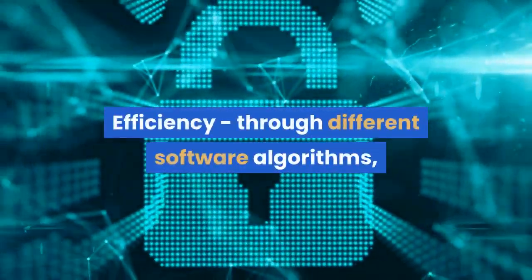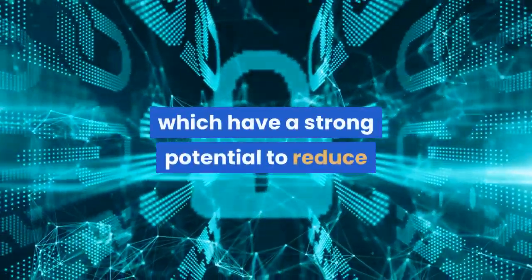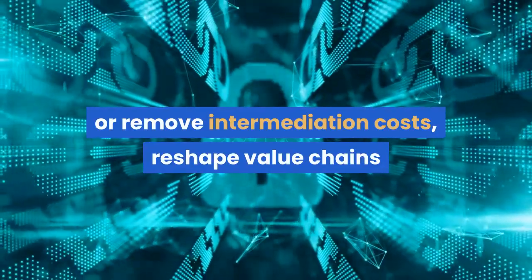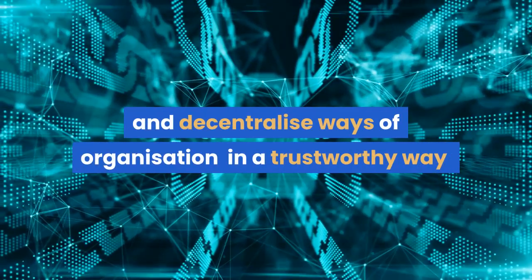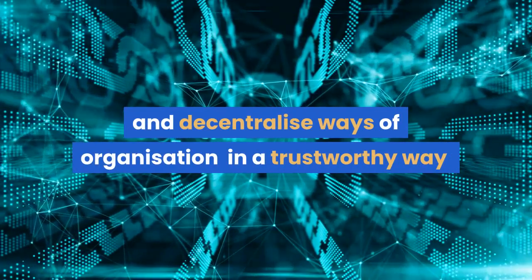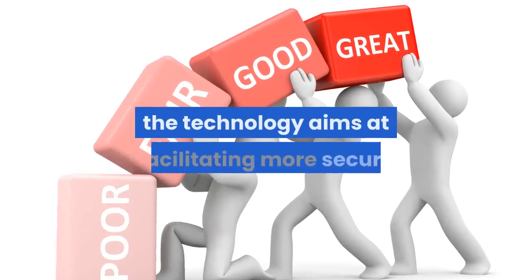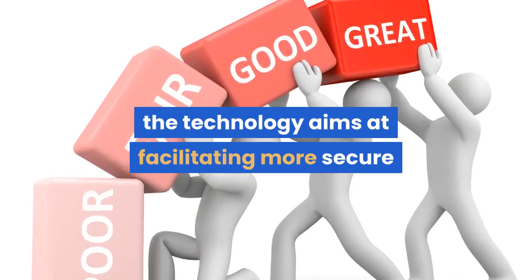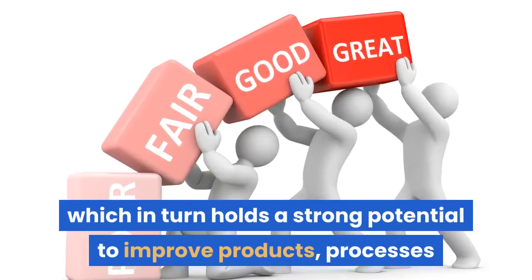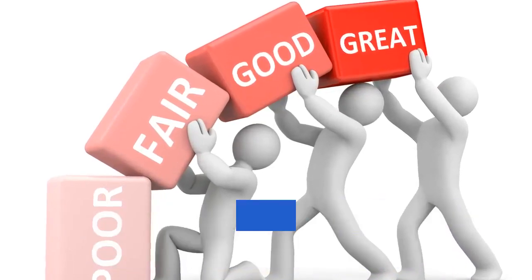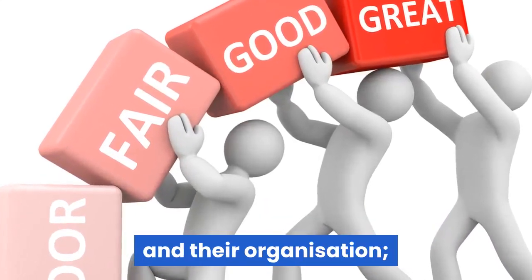Efficiency. Through different software algorithms, which have a strong potential to reduce or remove intermediation costs, reshape value chain, and decentralize ways of organization in a trustworthy way. Improvement of product and services. The technology aims at facilitating more secure and transparent transactions, which in turn holds a strong potential to improve products, processes, and services by increasing the efficiency of value chain and their organization.